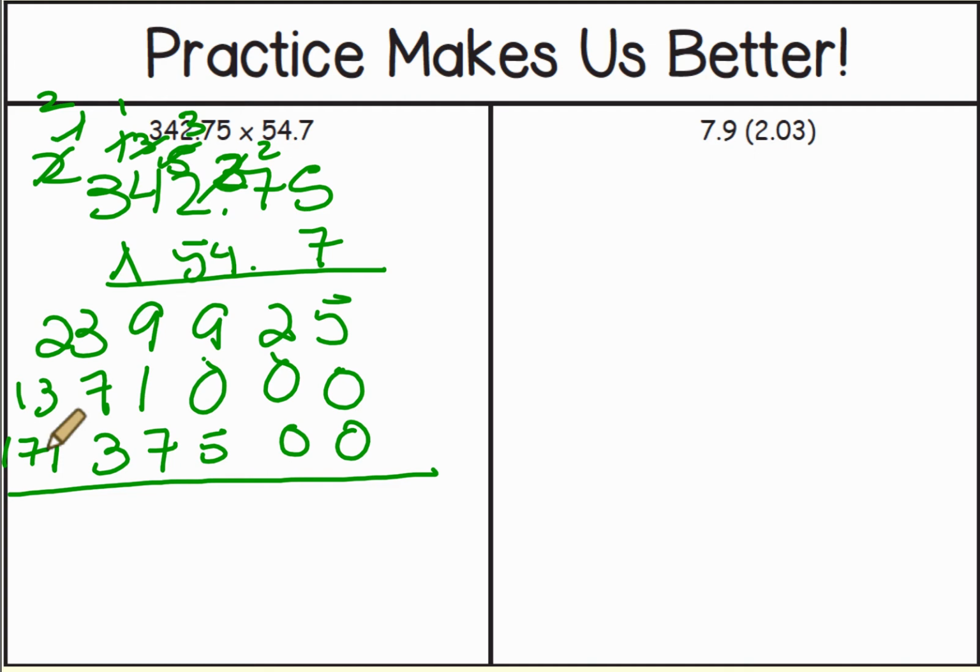Then we add vertically. 5, 2, 14. 10, 11, and 7 makes 18. 4 and 7 is 11. 11 and 3 is 14. 1 and 2 is 3. 3 and 3 is 6. 6 and 1 is 7. 1 and 7 is 8. And then there's our 1.